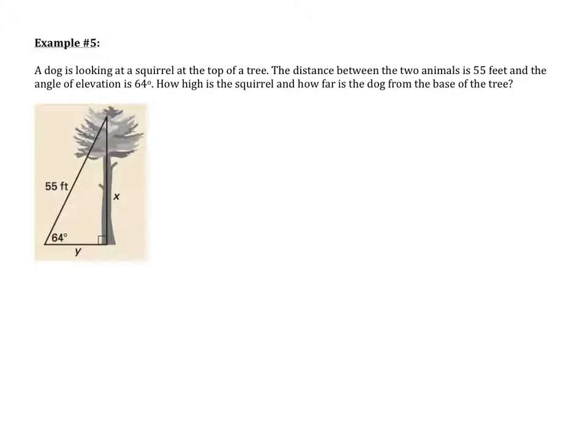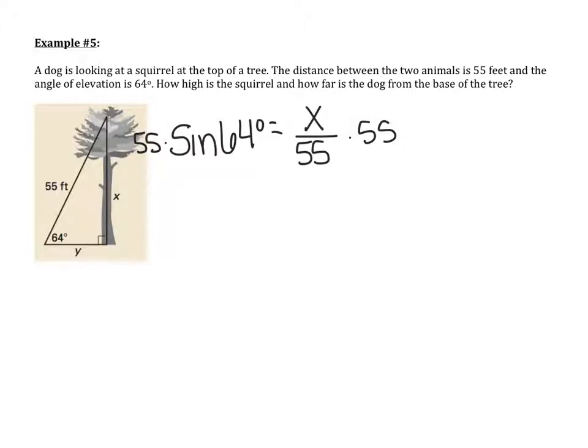So let's start with x. Again, it is opposite the 64 degrees, so opposite over hypotenuse is the sine. So I'm going to do sine of 64 degrees is x over 55. This is a little bit easier than the last few problems because all I'm going to have to do is multiply by 55 on both sides to get x by itself.